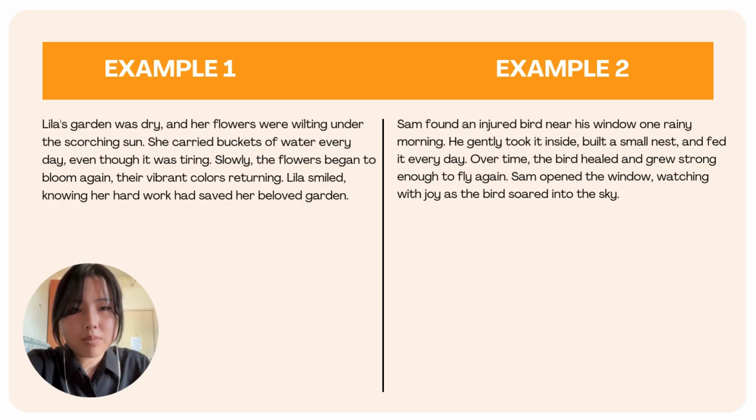Here are two example passages generated by ChatGPT. The first is: Lila's garden was dry and her flowers were wilting under the scorching sun. She carried buckets of water every day, even though it was tiring. Slowly the flowers began to bloom again, their vibrant colors returning. Lila smiled, knowing her hard work had served her beloved garden.